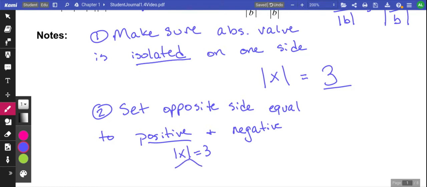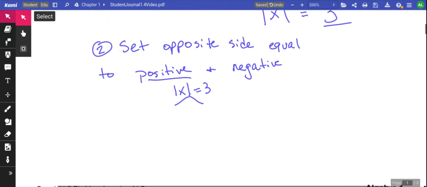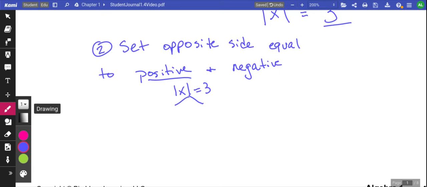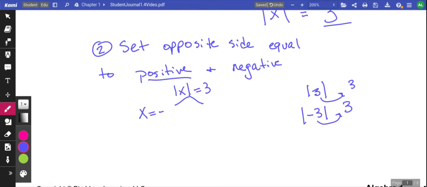You've got to split this into two separate equations. Okay, you've got to say, well, I know that the inside of this absolute value could be 3, right? Absolute value of 3 is 3, or it could be negative 3, because the absolute value of negative 3 is also 3. So to solve this out, x could be negative 3, or x could be positive 3. Okay, and I'll show you a couple examples of that.